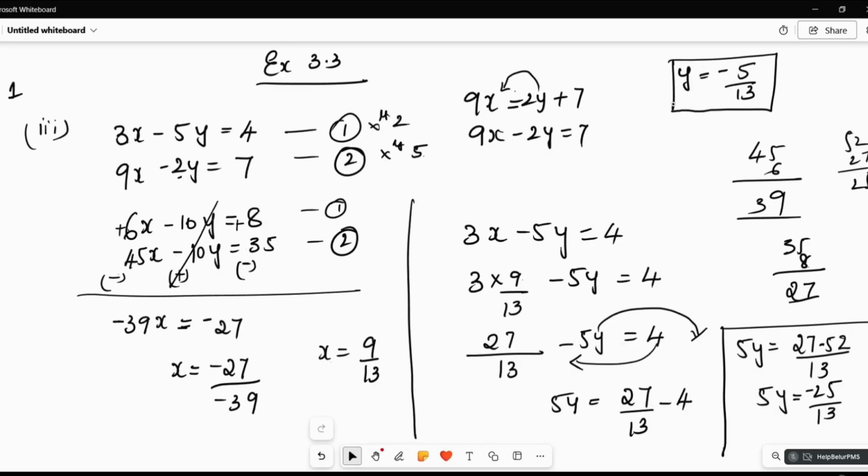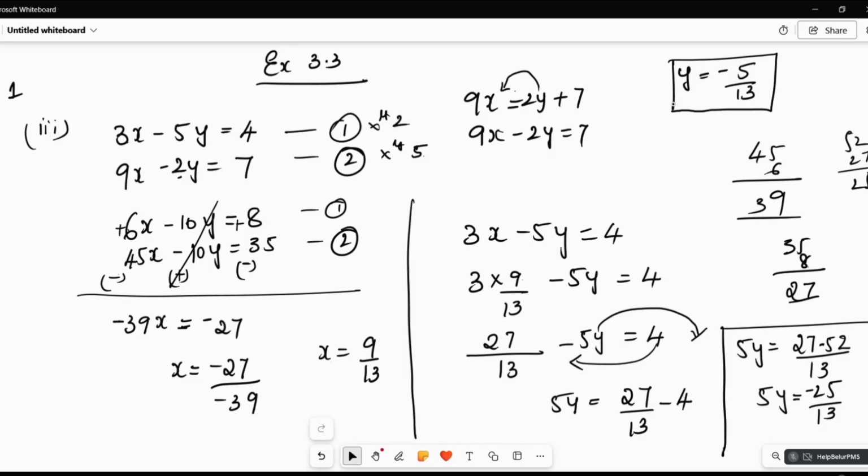Understood or not? Have doubt? Okay. Who have understood, who have not understood the elimination method still? Still you have doubt? Okay, we'll do another problem.